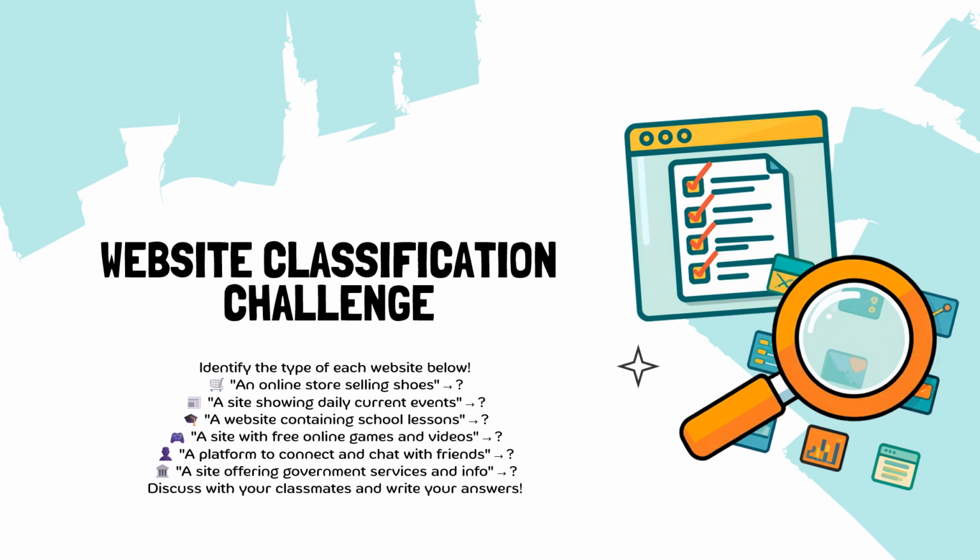Let me repeat. Number 1, an online store selling shoes. Number 2, a website showing daily current events. Number 3, a website containing school lessons. Number 4, a website containing free online games and videos. And number 5, a platform where people can connect and chat with friends.